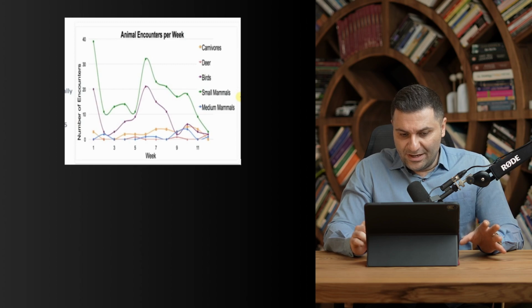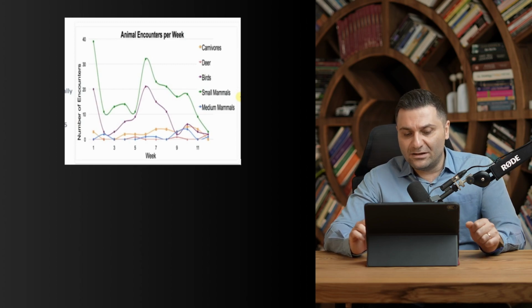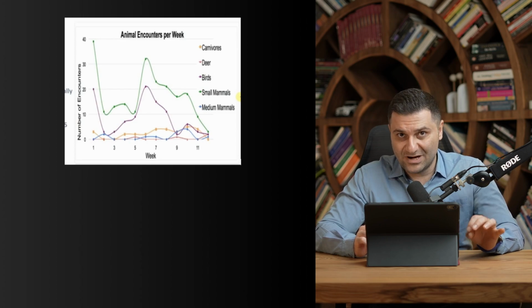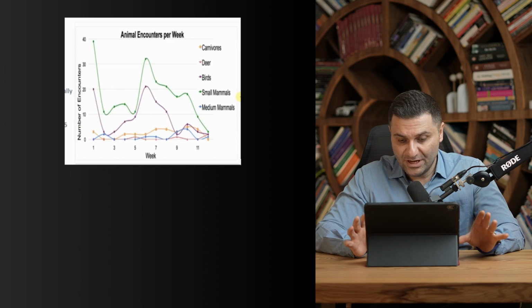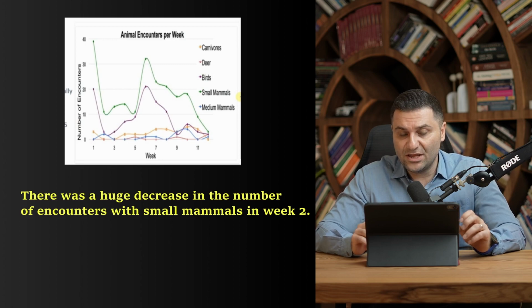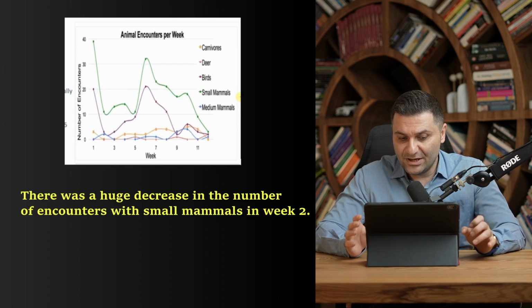The first one is encounters with small mammals in week 2. So as you can see, small mammals, the green line, in week 2, there is a huge decrease in the encounters. So a sentence can be like this. There was, because it's in the past tense, there was a huge decrease in the number of encounters with the small mammals in week 2.